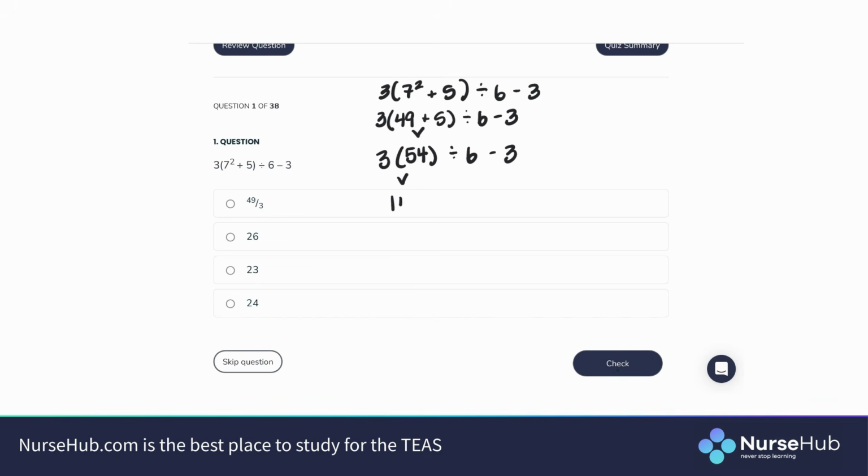So we get 162 divided by 6 minus 3. Still have division, so 162 divided by 6 is going to give me 27. 27 minus 3 ends us up with 24. So our correct answer, 24.